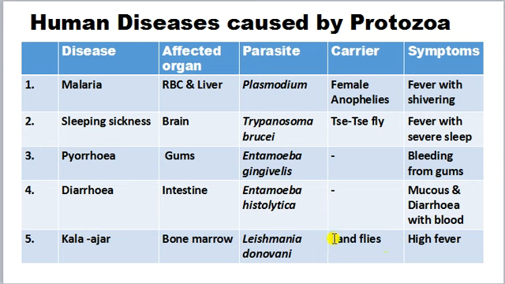transmitted by the sandfly. That means the sandfly is a carrier and it basically affects your internal organs like bone marrow, liver, spleen, with swelling of liver and spleen, and it also causes high fever, weight loss. These are the symptoms of Kala Azar disease. Kala Azar is also known as visceral leishmaniasis because it basically affects your visceral organs like bone marrow, spleen, liver, and this is caused by Leishmania donovani.